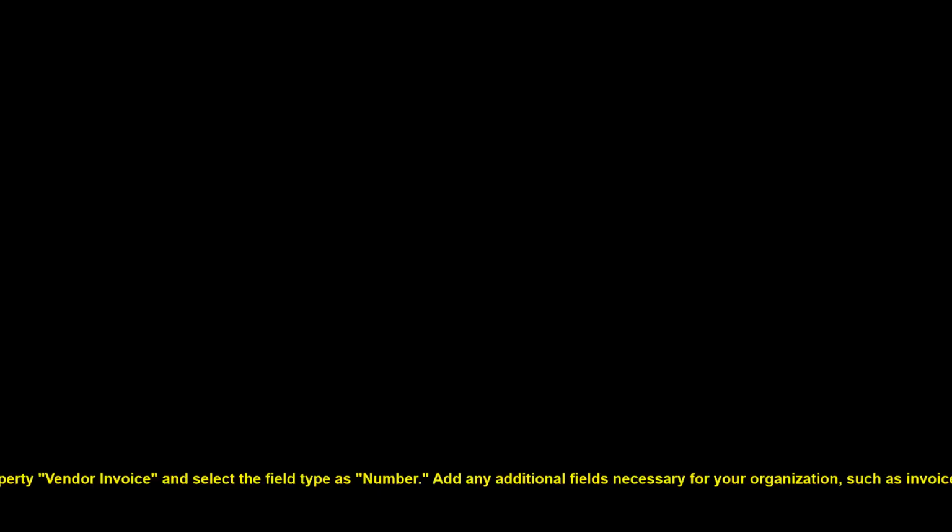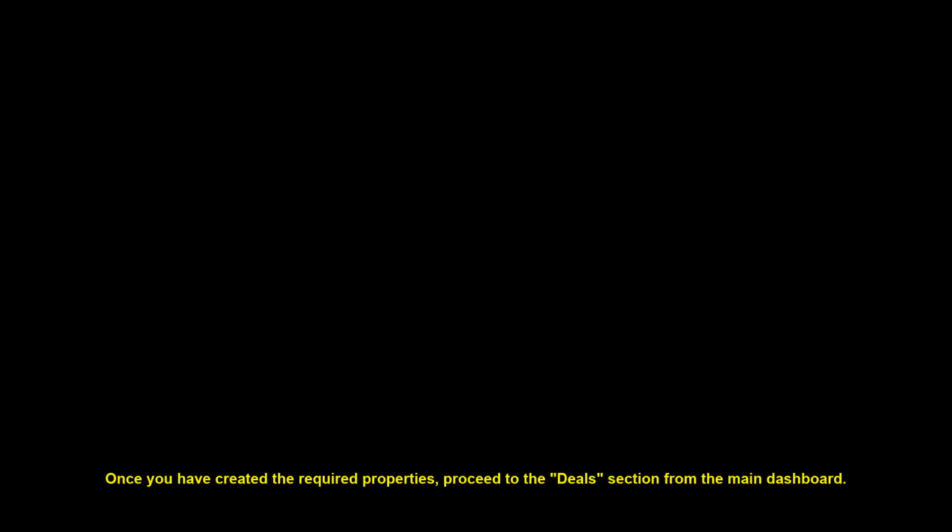Click on the Create Property button. Name your new property vendor invoice and select the field type as number. Add any additional fields necessary for your organization. Once you have created the required properties, proceed to the Deals section from the main dashboard.